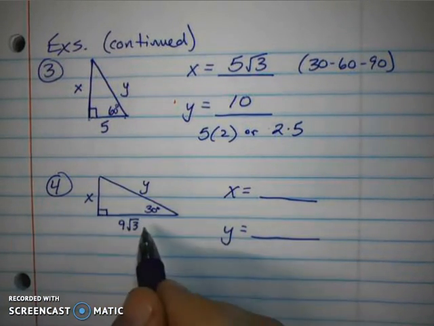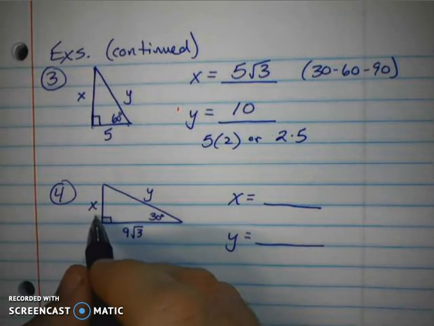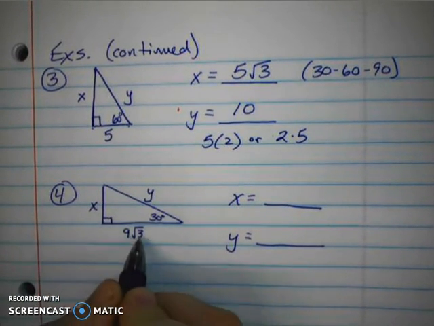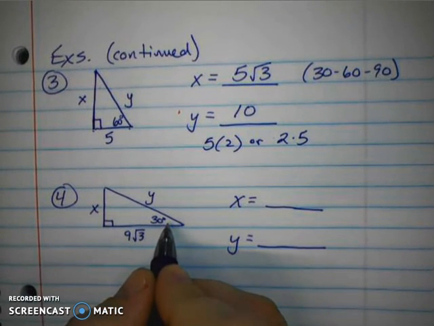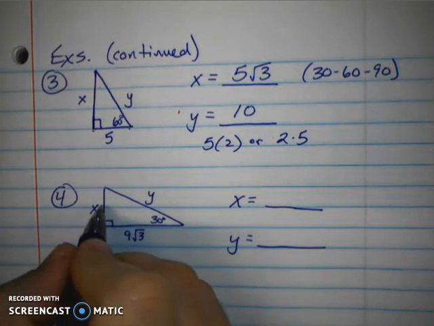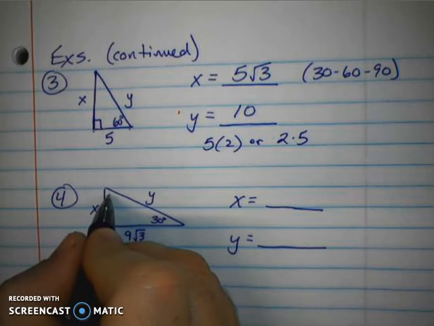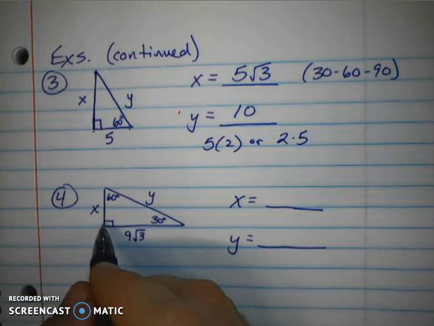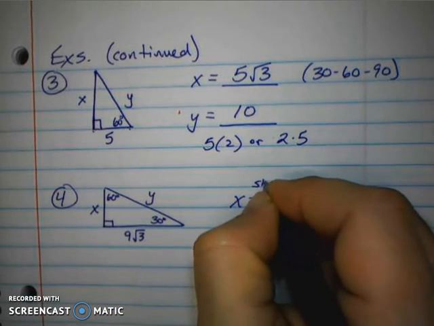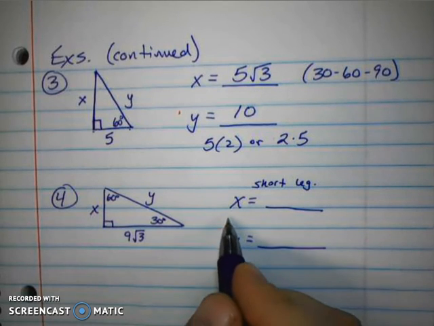All right, in this triangle, be careful that you set this up correctly. We have one leg marked x, the other leg marked 9 root 3, and this is a 30-degree angle. Remember, the short leg is across from the 30-degree angle always. So if this is 30 degrees, then that makes this 60 degrees. So x is your short leg. Okay? You can even make a note if you want to. Okay, x is the short leg.